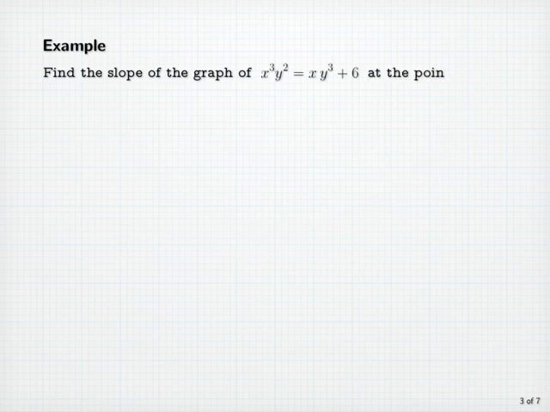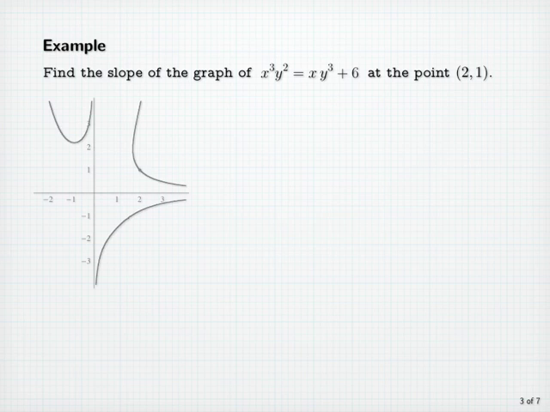Example. Let's find the slope of the graph of the equation x cubed y squared equals x y cubed plus 6 at the point (2, 1). Here's the graph of that equation, and let's highlight the point (2, 1) as well as the tangent line to the graph there. Notice that the slope of that tangent line appears to be about -1. Now let's see if we can find out exactly what it is.